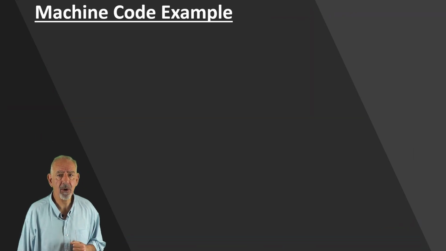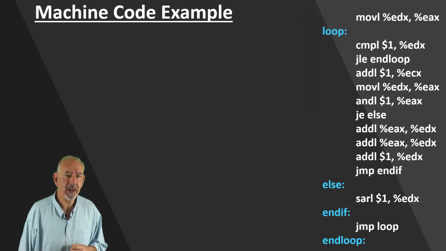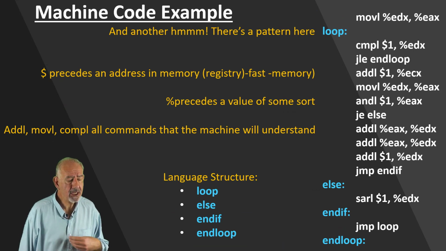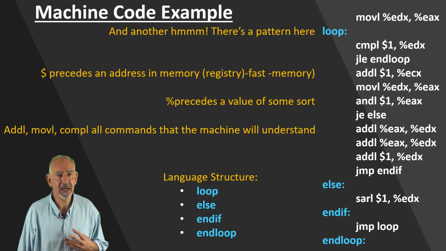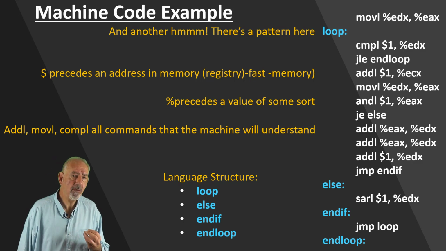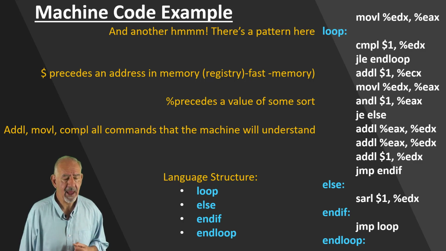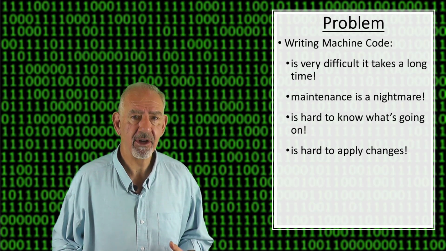And here's another example which gives you ideas. So we've got our little loop. Then we've got an else and an end if and an end loop, and these are the beginnings of the languages that we're going to put together. But these all form very, very basic components, very basic commands that the computer will understand, and you can begin to see the patterns. However, writing code with this is very, very difficult.